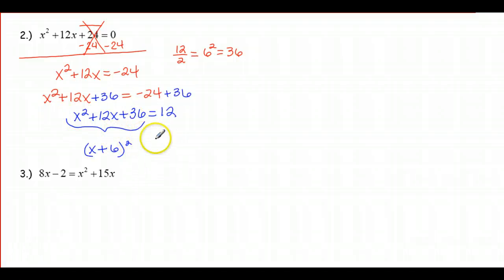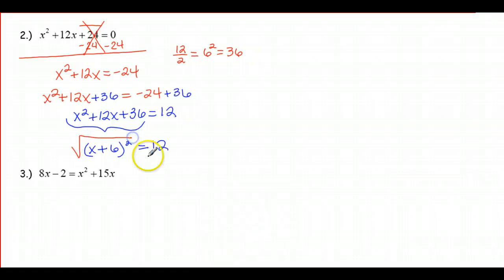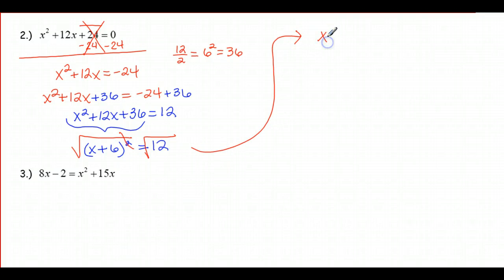All right, x plus 6 squared equals 12. And I'm going to square root both sides. So I square root the left, square root the right. My exponent cancels. So I am left with x plus 6 equals plus or minus the square root of 12.